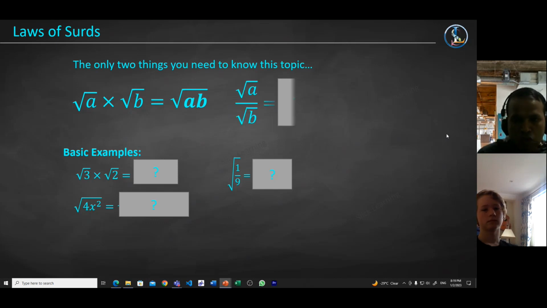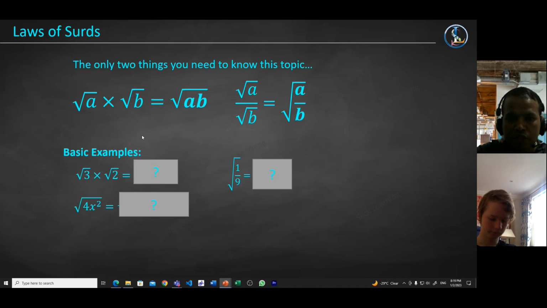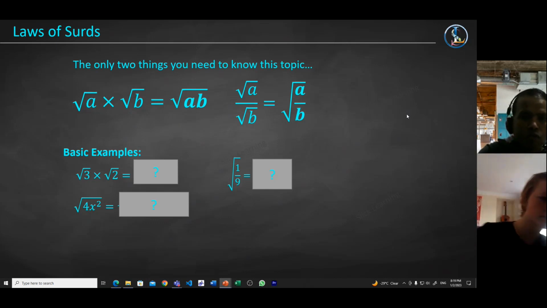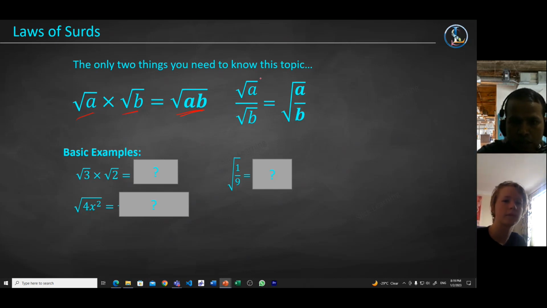And one more rule: if it is a square root a over a square root b, we can write it as the square root of a over b. Both are equivalent. There is no difference at all, whether it's individual square roots or the square root of the fraction a over b taken all together.